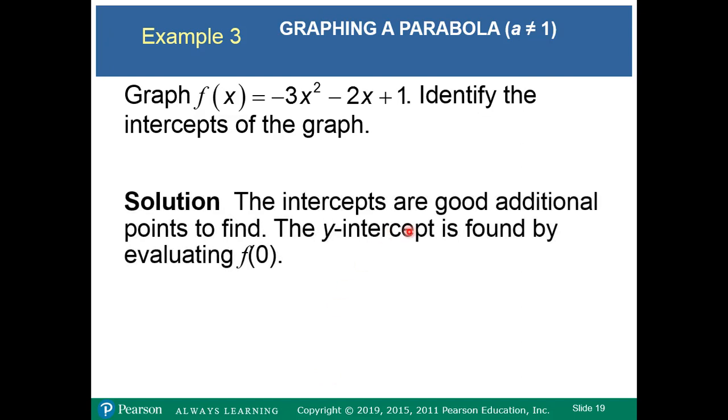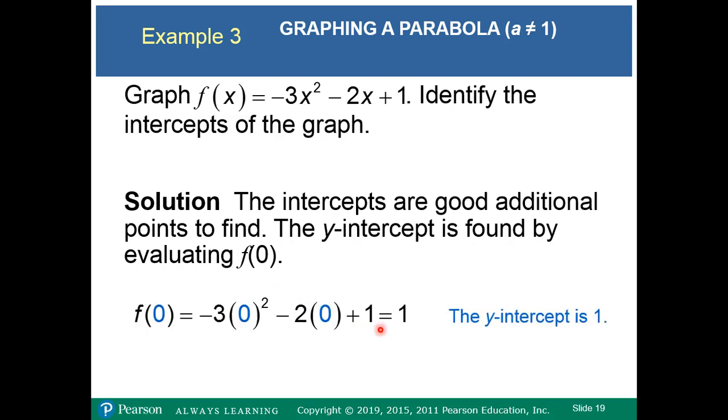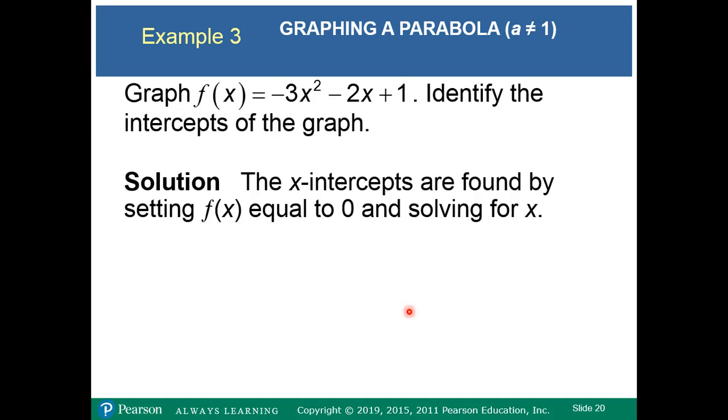Now the intercepts are good additional points to find. The y-intercept is found by just evaluating f of 0. In this case, you're going to get 1, right? Because this is just going to be -3 times 0 squared plus 2 times 0, plus 1 equals 1. So that's easy to get because all you have to do is plug 0 in here and you've got 1. So you've got 0, 1, and then you use the axis of symmetry to get another point.